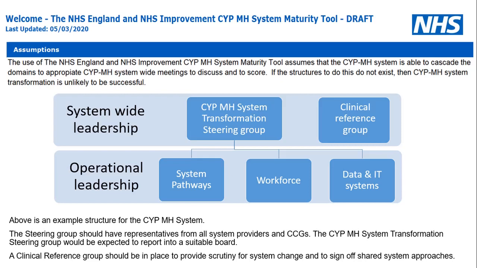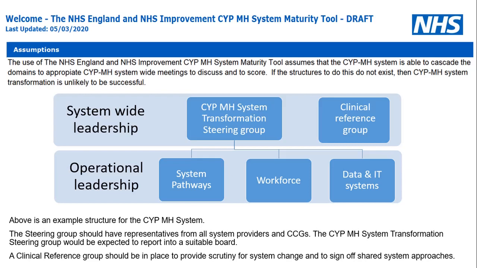This is an example that we've put on the screen of how you could set your structure up. It is just an example. There's lots of different systems across the country, and if you feel that the way that you've got your governance structure over your STP-wide children and young people's mental health services is really successful, don't change it to look like this. So it's just recognising, does your governance structure and your systems meet what we've described here.